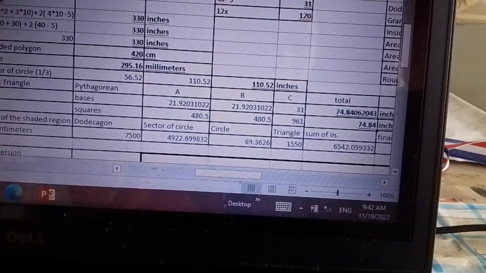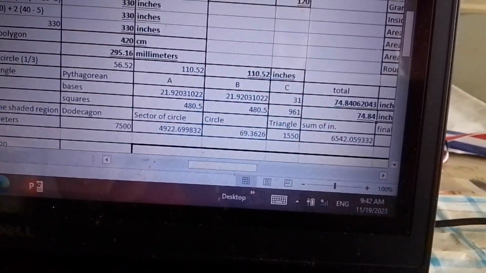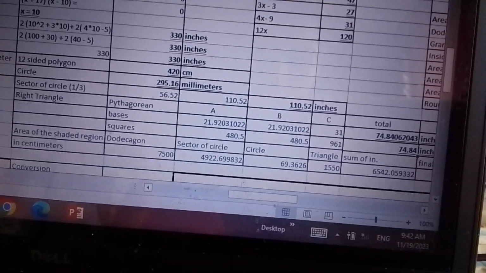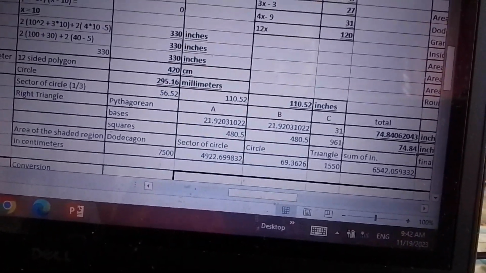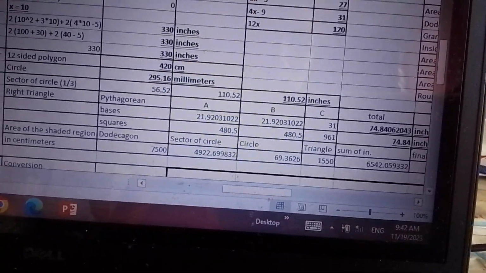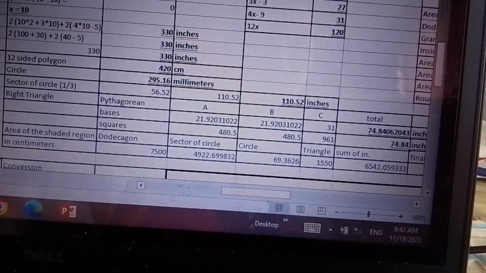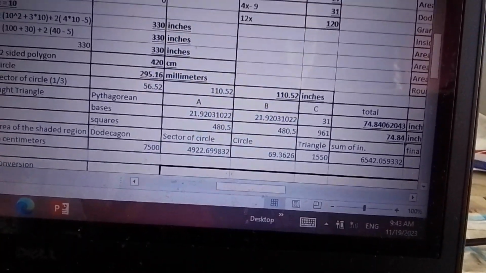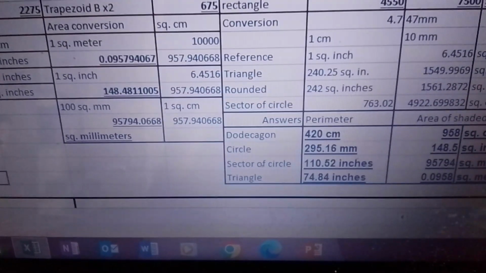You want to see my answers? Did we get the right answers? Tandaan mo yung sagot namin ha. For the 12-sided polygon, it's 420 centimeters. For the circle, it's 295.16. For the sector of one circle, 110.52 inches. And for the last bit, 74.84 inches. Did we get it right? Okay, so yun yung sagot.